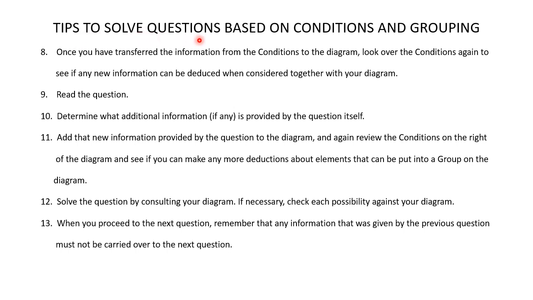Here are a few more tips to solve questions based on conditions and grouping. Once you have transferred the information from the conditions to the diagram, look over the conditions again to see if any new information can be deduced when considered together with your diagram. Read the question. Determine what additional information, if any, is provided by the question itself. Add that new information provided by the question to the diagram and again review the conditions on the right of the diagram and see if you can make any more deductions about the elements that can be put into a group on the diagram.